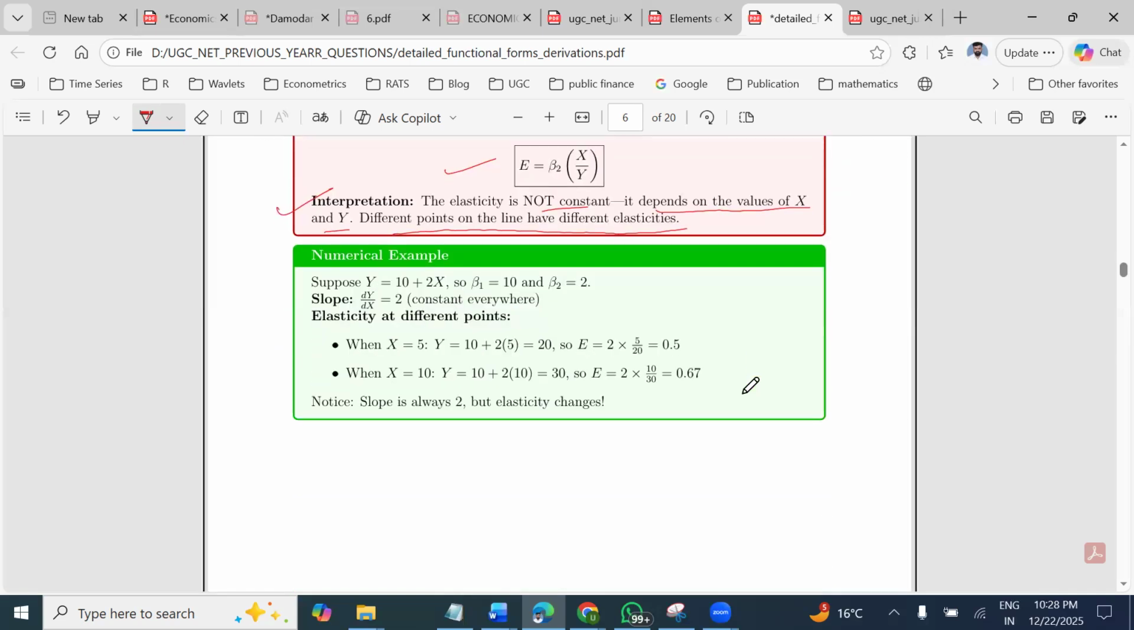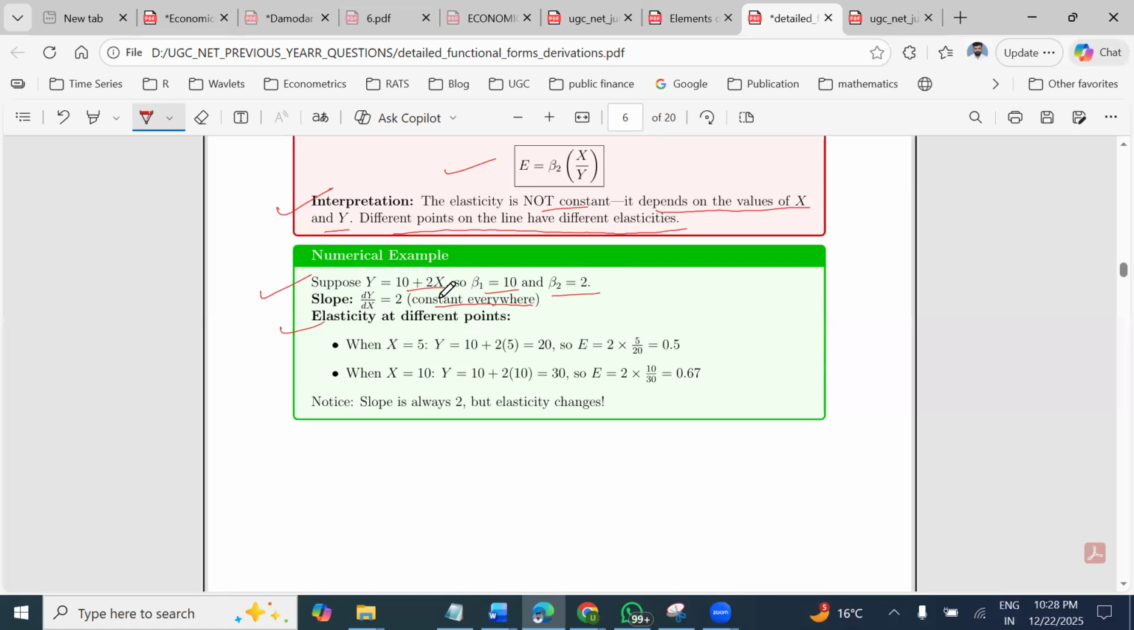Okay, very good. Now you just see, there is a numerical example over here. If y is equal to 10 plus 2x, beta 1 is equal to 10 and beta 2 is equal to 2, then slope is dy upon dx, which is equal to 2. It means it is constant everywhere. Means the rate of change is constant.